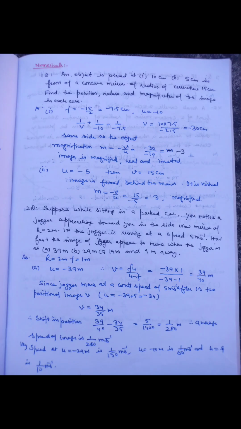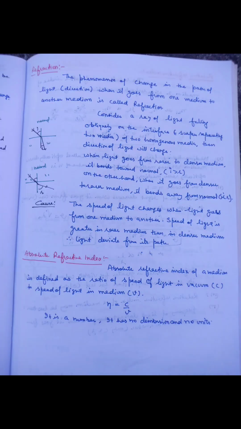The inability of a spherical mirror of large aperture to bring all rays of a beam falling on it to focus at a single point is called spherical aberration. The ratio of the size of the surface of the image to the size of the surface of the object is called surface magnification. The phenomenon of change in the path of light when it goes from one medium to another is called refraction.